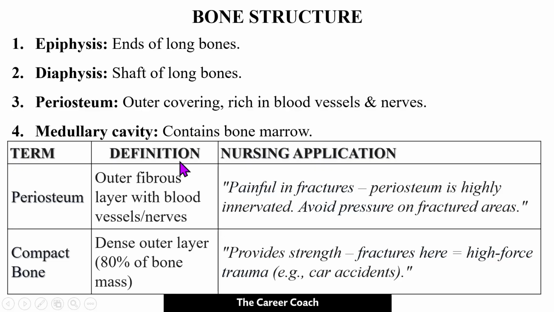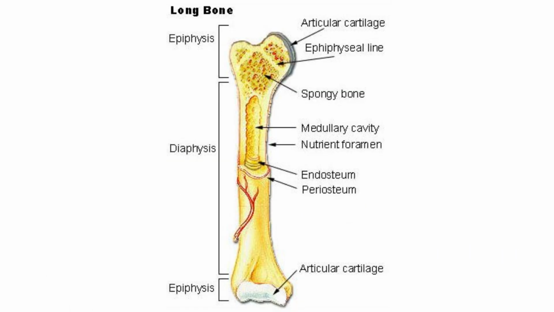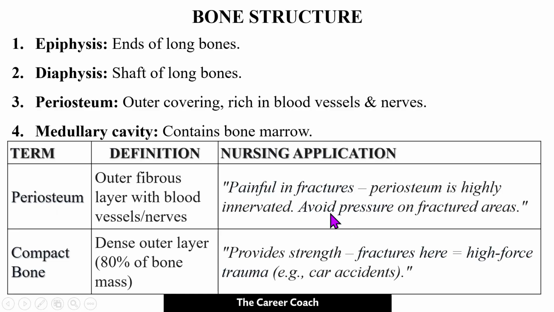So we want to look at the terms, definition, and then the nursing application of bone structures. The first one here is the periosteum. It is the outer fibrous layer with blood vessels and nerves. How does it apply to nursing? It is very painful if it has fractures, because periosteum is highly innervated, and is highly made of connective tissues and blood vessels. So there is need to avoid pressure on fractured areas.